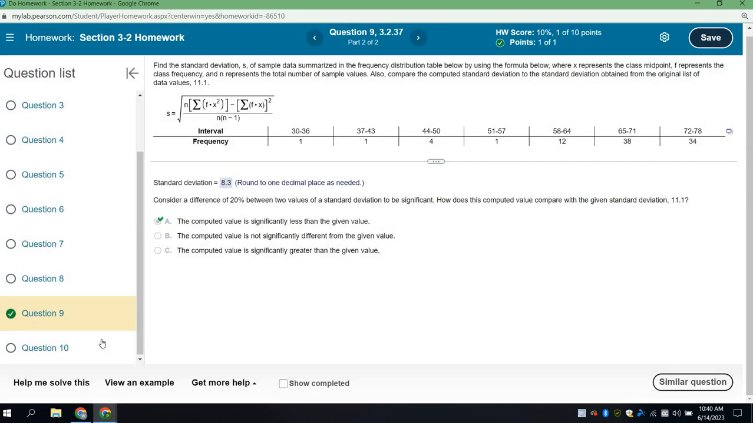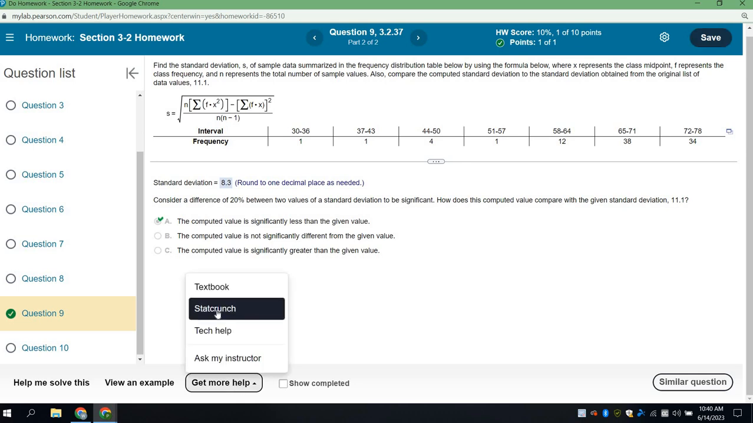I think that's enough for you to get a handle on it. So again, where did I find that? StatCrunch. Get more help, StatCrunch. And this is available in all the homework. You can calculate the means and the standard deviations through the StatCrunch option.